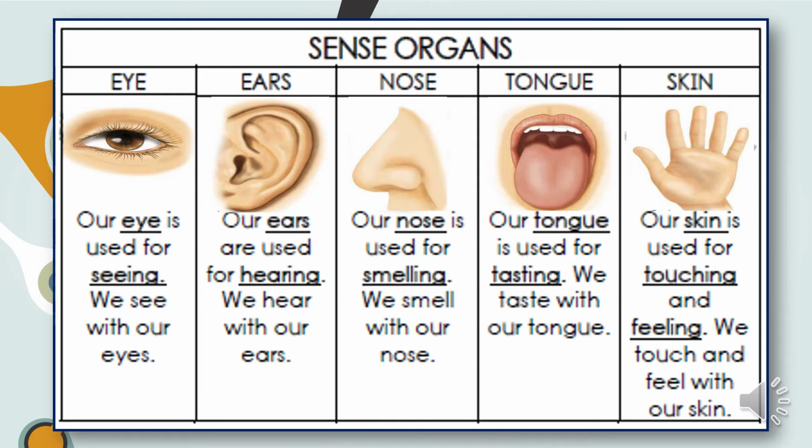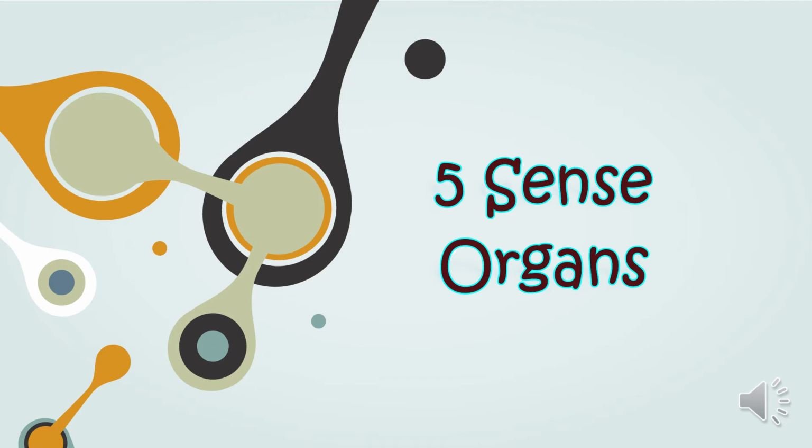Our nose is used for smelling. We smell with our nose. Our tongue is used for tasting, and we taste different foods with our tongue. Our skin is used for touching and feeling. We touch and feel with our skin. Great job, learners! We are already done discussing the 5 sense organs of the human body.